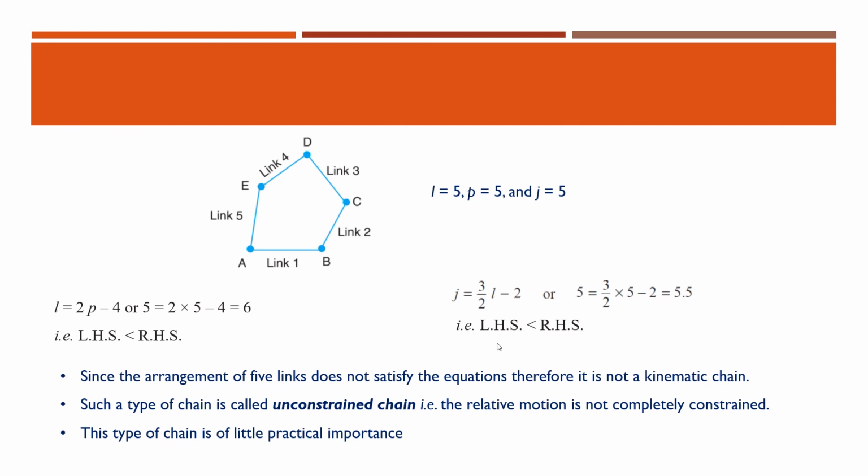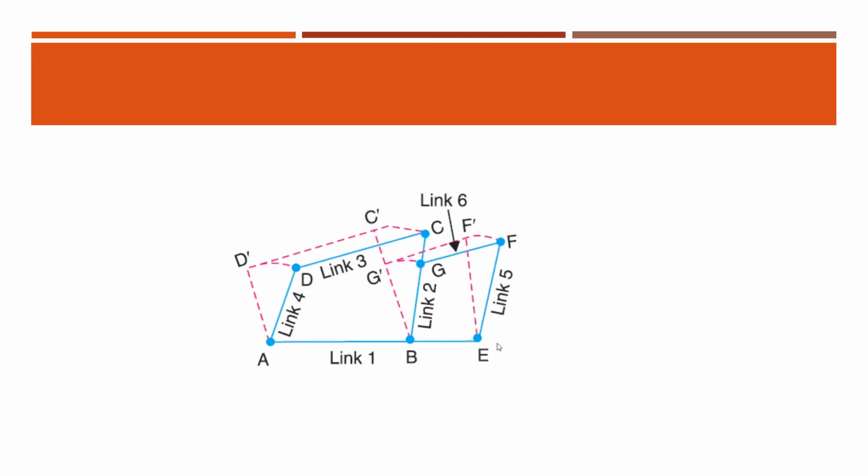And the last one is an exercise for you. You need to determine whether it is a kinematic chain or not. First, determine how many links, how many joins, how many pairs, apply them in the equation and determine whether it is a kinematic chain or not. That is up to you. You need to practice and you need to give me the answer during the online class.